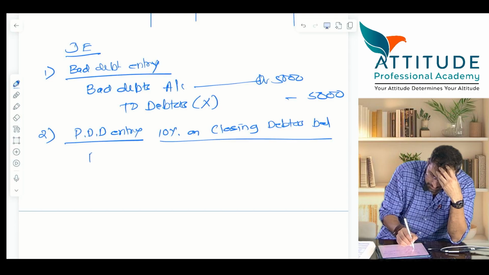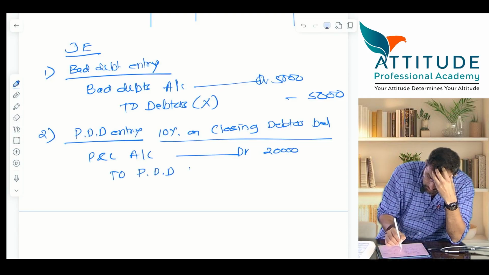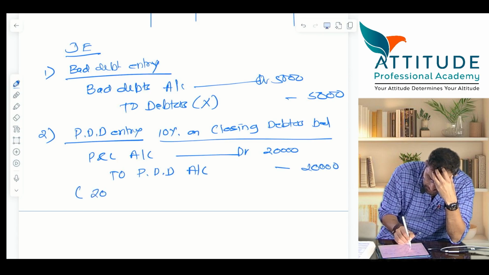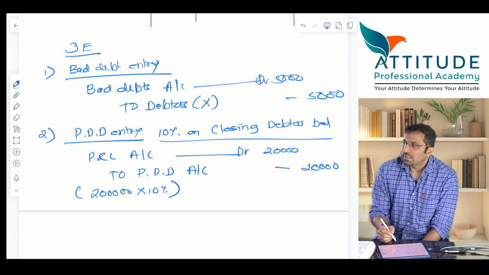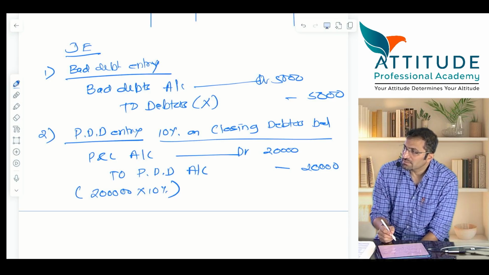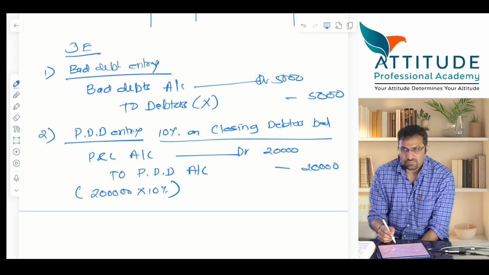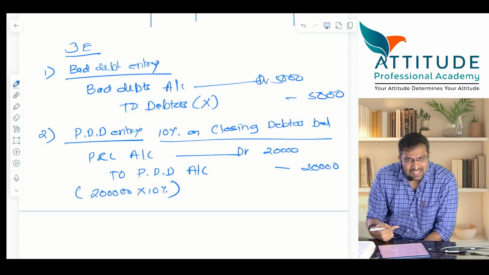Entry. Profit and loss account debit 20,000 to PDD account. Provision for doubtful debts. Kitna? 20,000. This is nothing but 2 lakhs into 10%. Correct hai? Provision is a liability. Probable loss you are recording now only. Clear? Now should I post it in the ledger accounts?